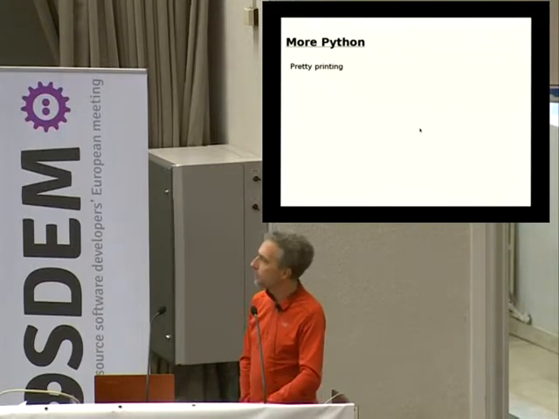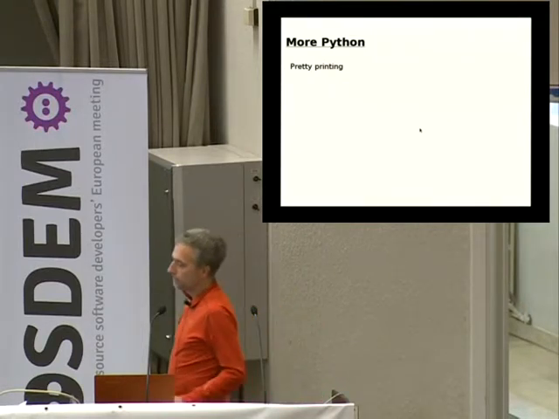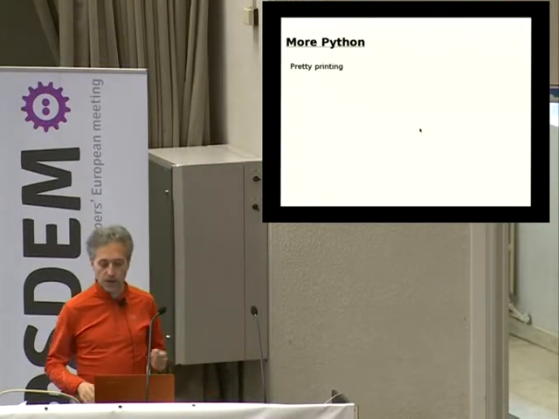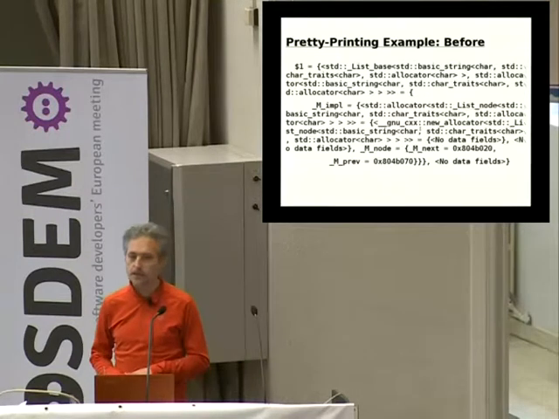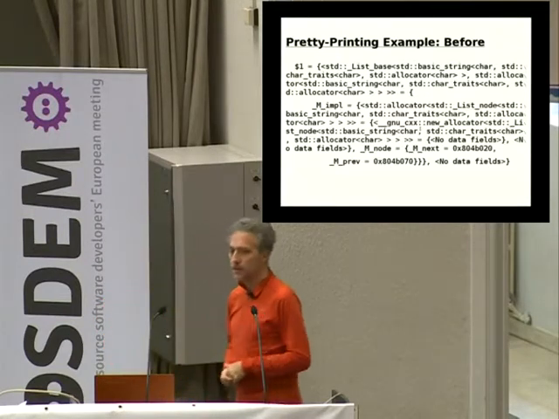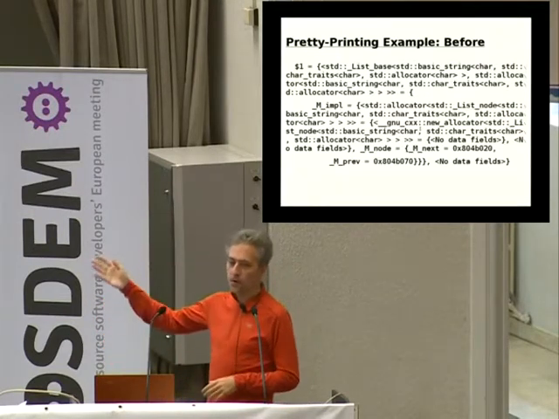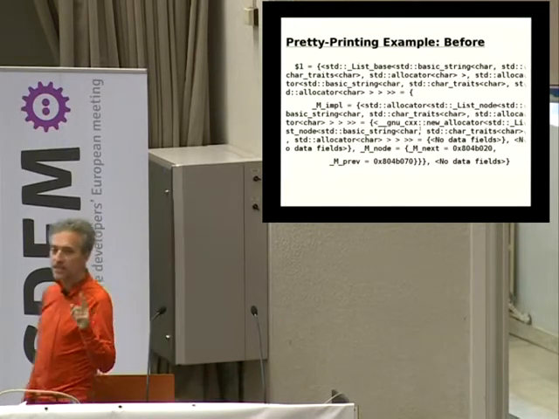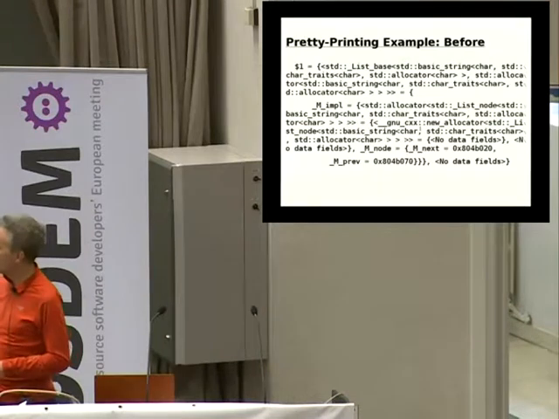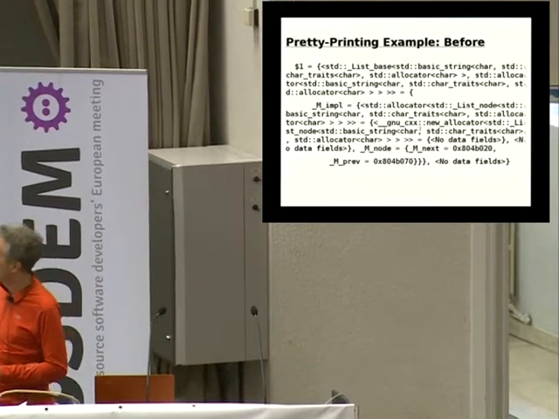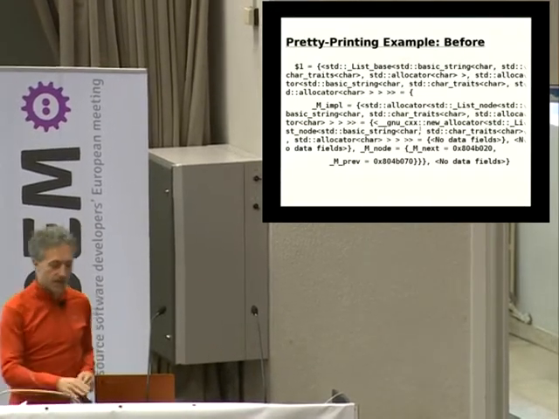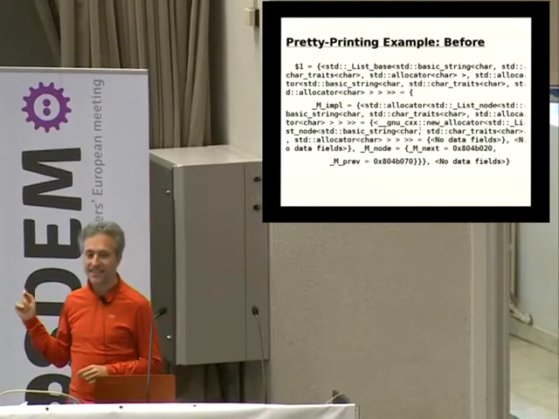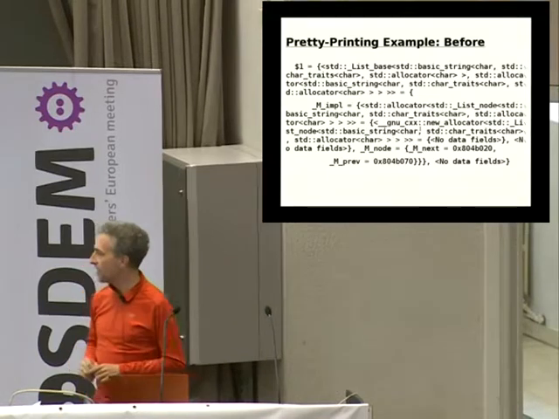Next we're going to talk about something really useful. Pretty printing. If you've ever debugged C++, you've probably seen this. This is printing a local variable. Now, if you're experienced at debugging C++, you can wade through this and figure out what this is. Any guesses what this is? It's a list of strings.